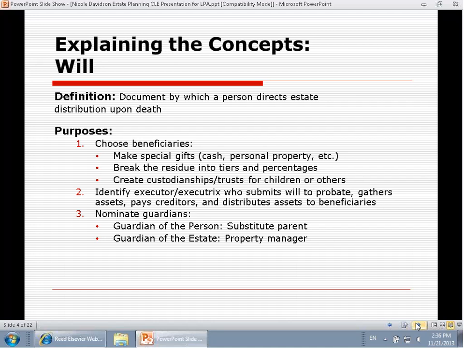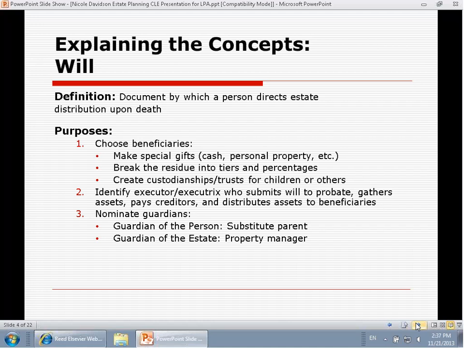The purposes of making a will, first would be to choose beneficiaries. And the beneficiaries may be people or entities that will receive special gifts. Perhaps this would be cash or personal property that belongs to the testator, the person that made the will. Beneficiaries could be part of the residue, so whatever is left over after any special gifts.